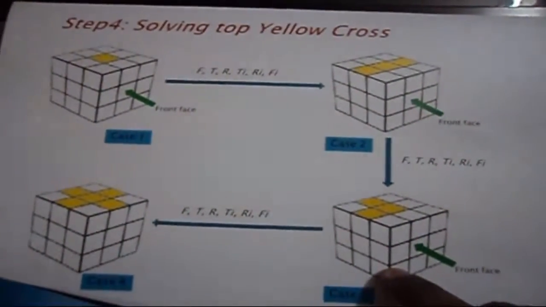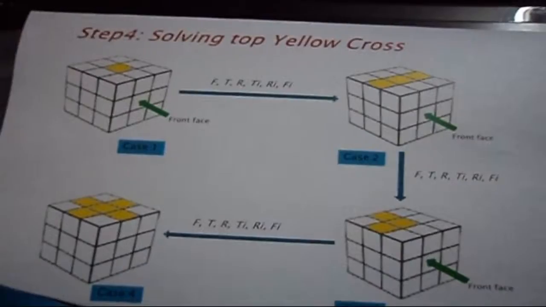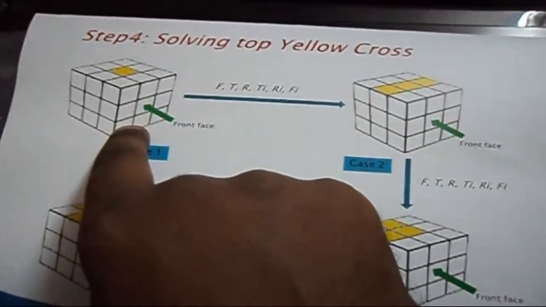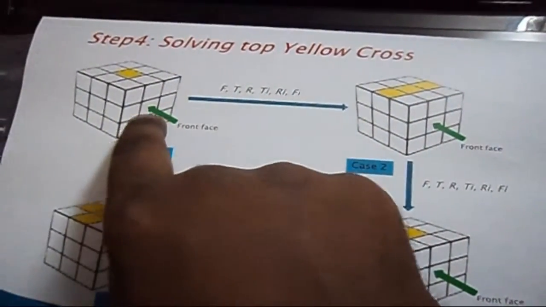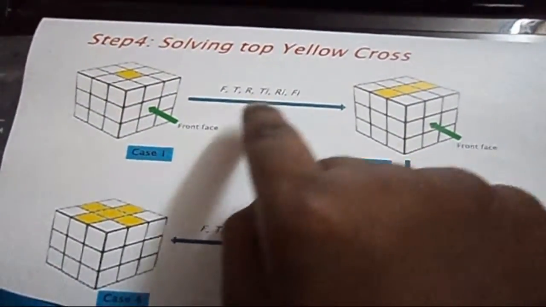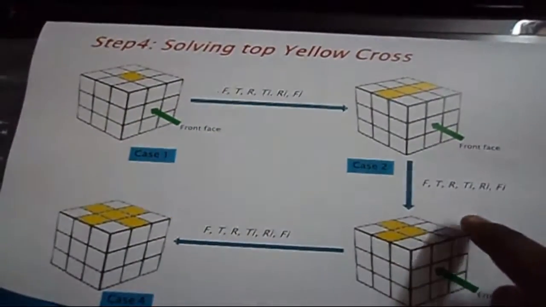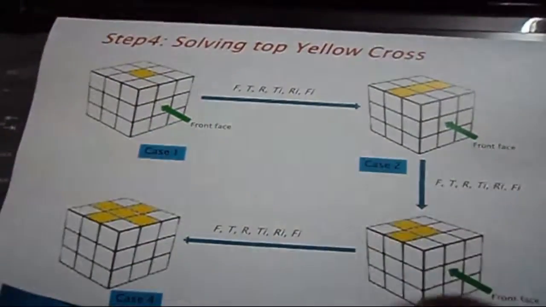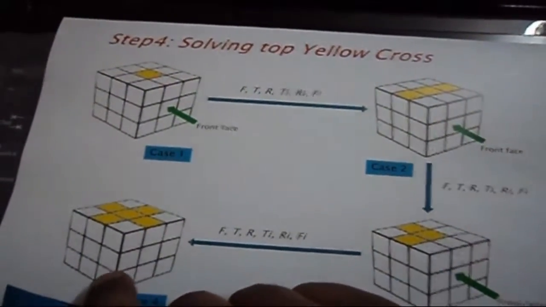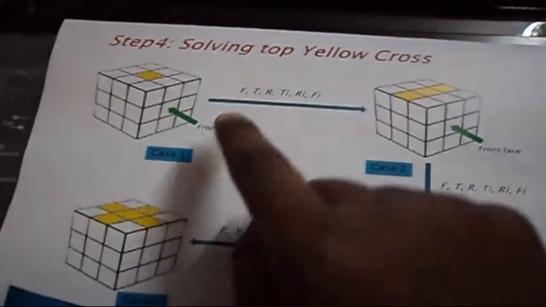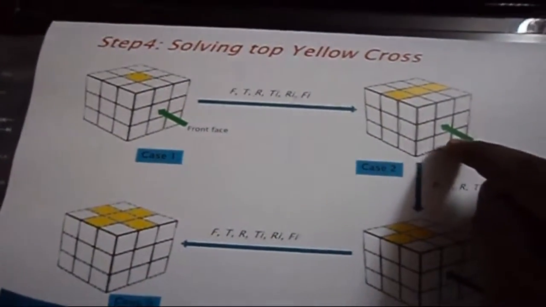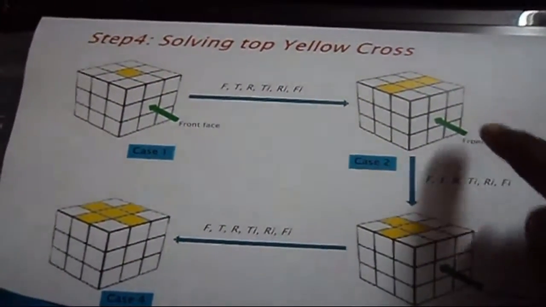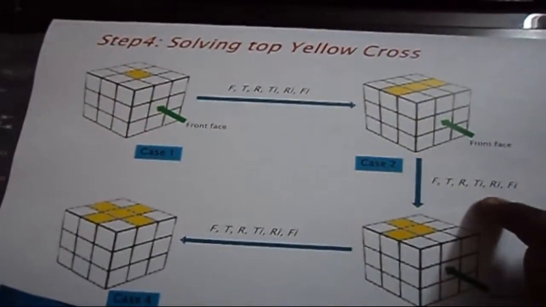After you solve step 3, if you find this particular state on the cube, then you need to perform this particular algorithm once, twice and thrice. If you perform this algorithm thrice, then you will get a yellow cross. Similarly, if you have this case after solving step 3, in that case you need to perform the algorithm twice. This is once and then twice.